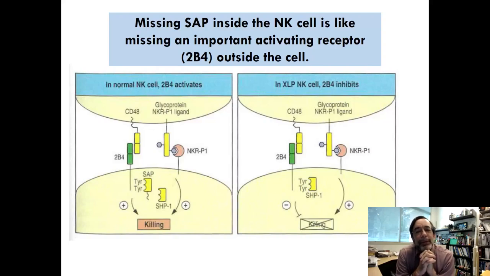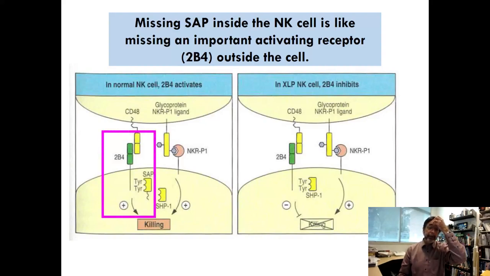So if you're missing SAP inside the T cell, it leads to a lack of activation. It's the same thing for NK cells. It's just a different receptor, but the same SAP molecule inside the cell. So 2B4, you see right here, 2B4 associates with SAP. That is a positive signal that leads to cell killing. If you don't have the SAP, see on the right, then what is shown as a negative signal is the absence of a positive signal. Now I have a little bit of an issue with this because they're showing you a negative when it is the absence of a positive.